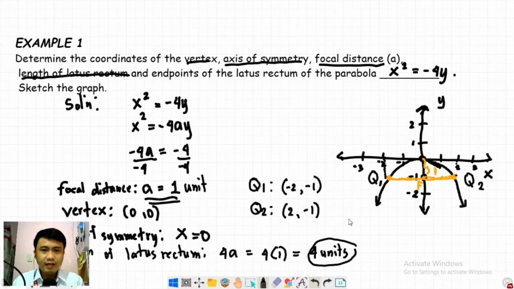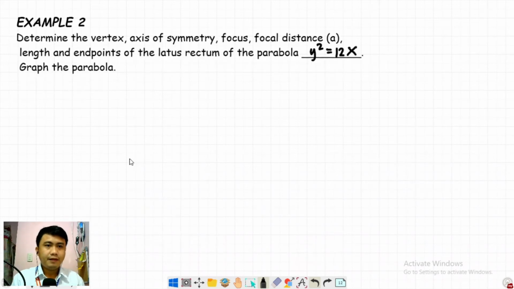And so kompleto na. And we also have our graph. Okay, so okay na. That's it. That's the answer for our example number 1. Example number 2. Determine the vertex, the axis of symmetry, the focus, the focal distance A, the length, and the endpoints of the latus rectum of the parabola y squared is equal to 12x. And of course, after that, graph the parabola.